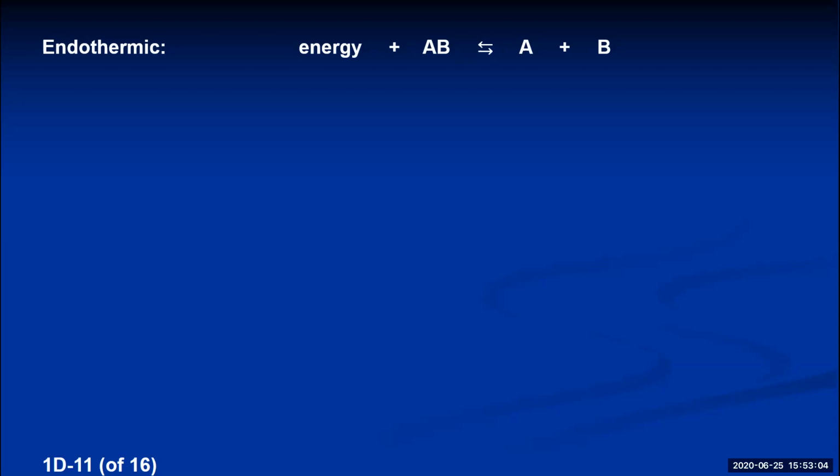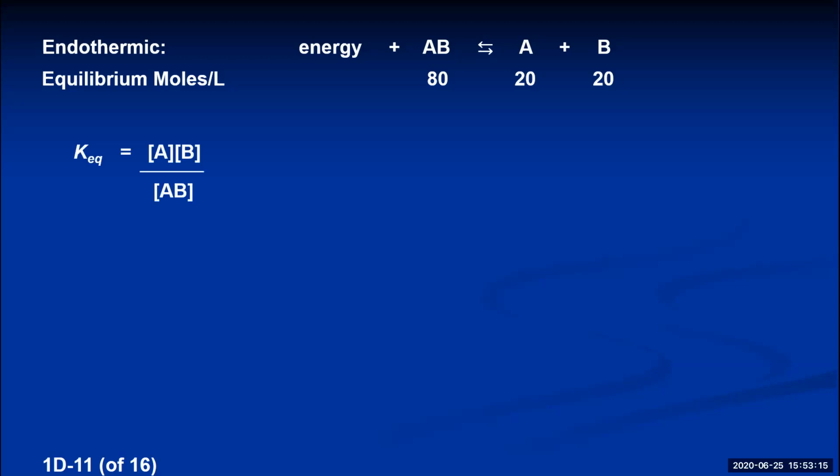Let's make up some numbers about a system that's at equilibrium. Let's say at equilibrium, we have 80 molar of AB, and we have 20 molar of A, 20 molar of B. The equilibrium constant expression would be the gas A times the gas B divided by the gas AB. And if we put their molarities in there, 20 times 20 over 80, the equilibrium constant comes out to be 5.